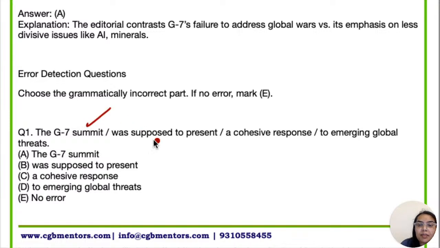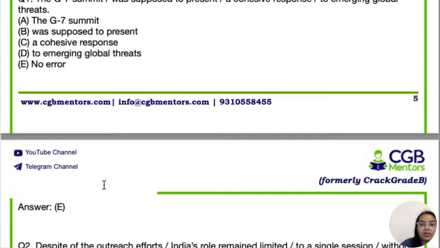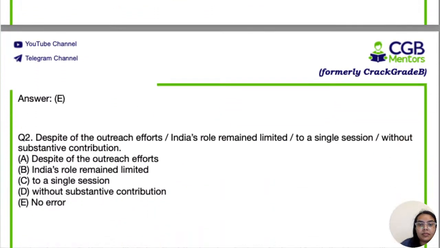the G7 summit was supposed to present what? A cohesive response to what? To response to threats. कौन से? Emerging global threats. Answer is no error. Let's go to the next question of error detection.